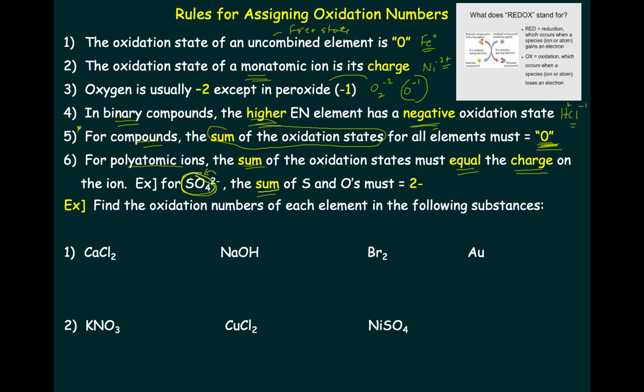All right, so some examples of finding the oxidation number. If you want to find the oxidation numbers, you can either uncrisscross them or you can do a slice and dice, okay?